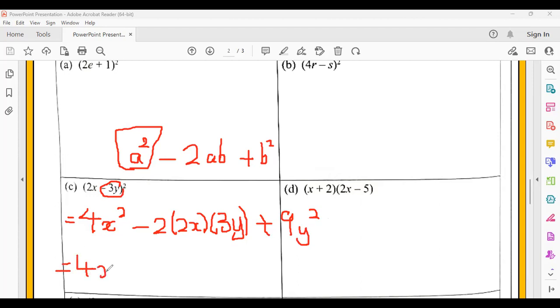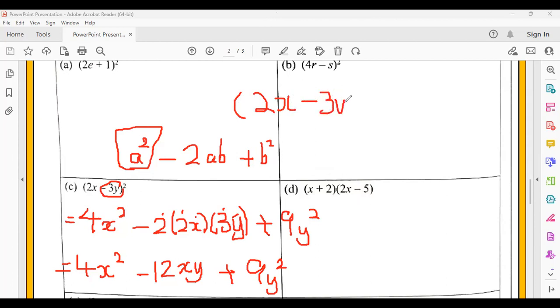Here will be 4x squared. Now tell me, what is 2 times 2 times 3? 2 times 2 is 4, 4 times 3 is 12. And then you have x, you have y. So this is 12xy, and then plus 9y squared. Isn't this beautiful when you have the formula? Makes life easy.